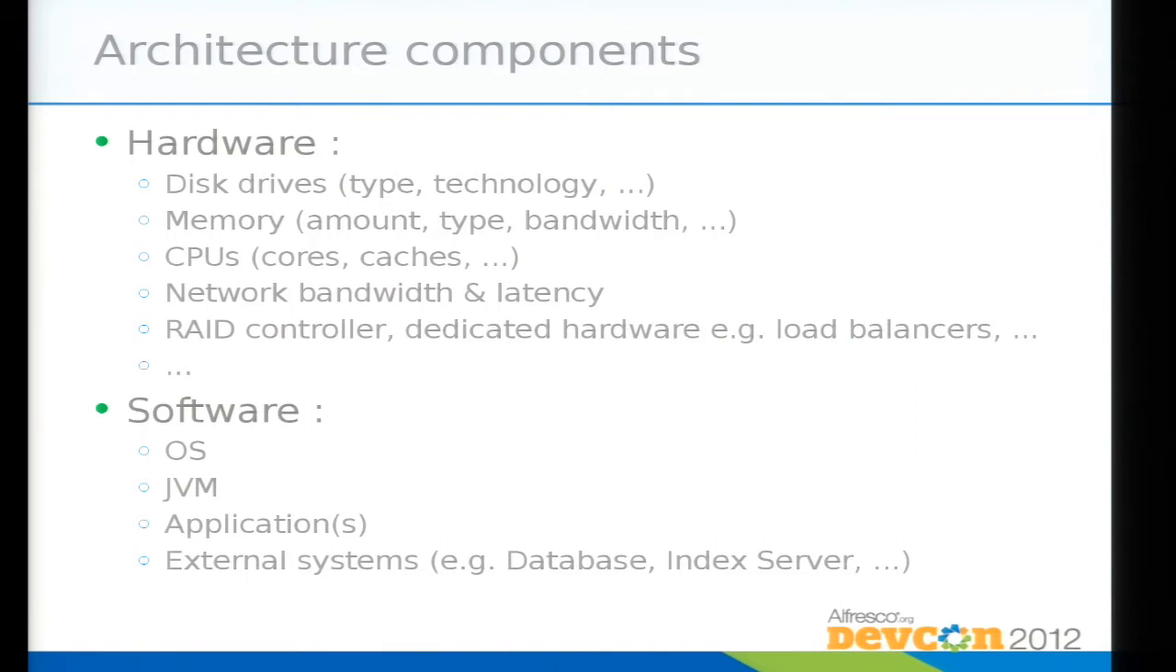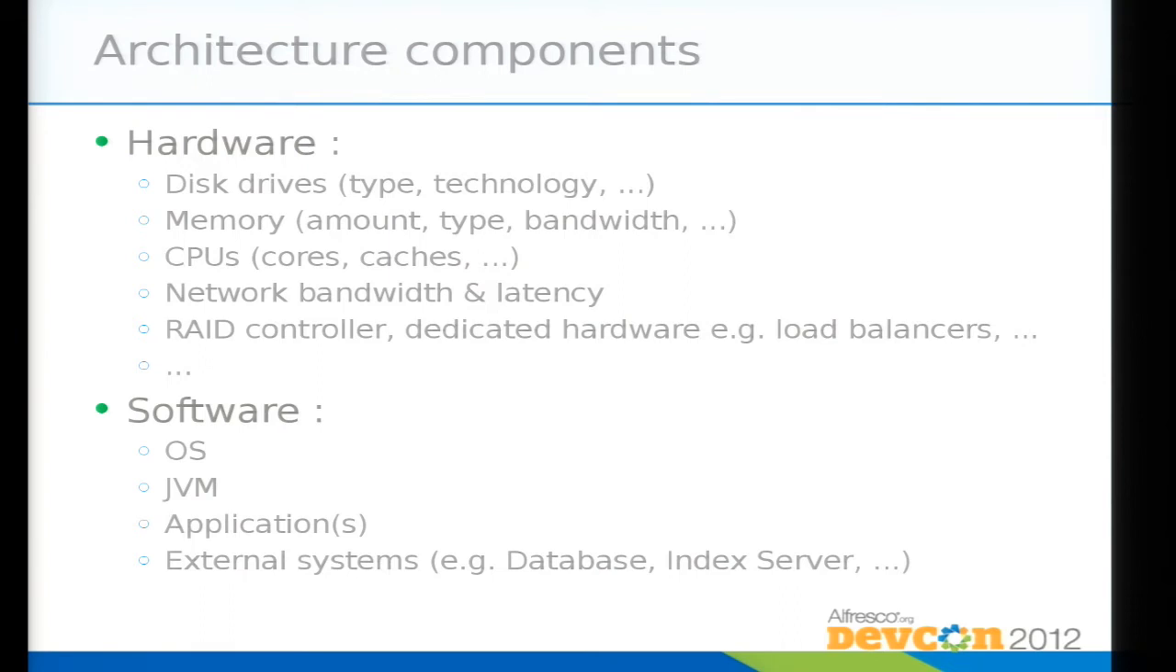And on top of that, you would have some software. You have the OS, maybe it's Linux, maybe it's Windows, Solaris, the JVM, which could be the Oracle one, the IBM, whatever. Some custom applications interacting with your Alfresco repository, and some external systems that you don't necessarily have control of, which would be the database, the indexing, Solr, etc.